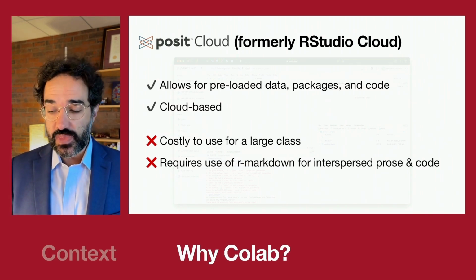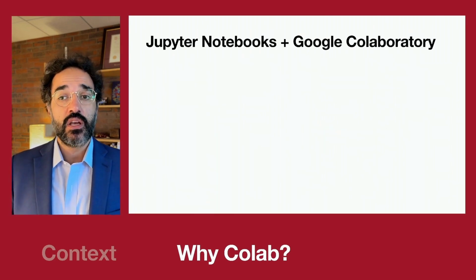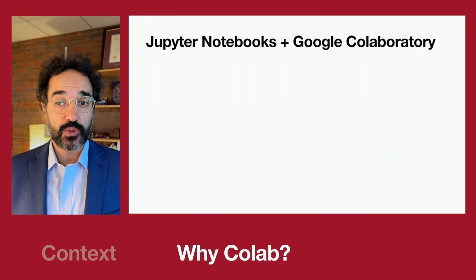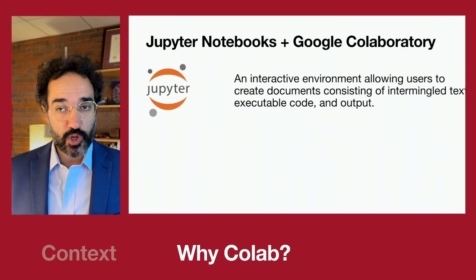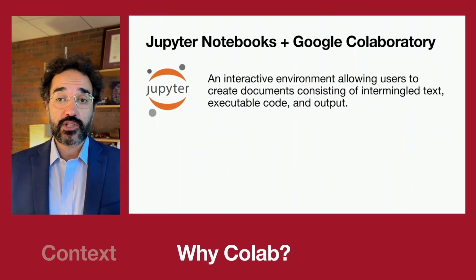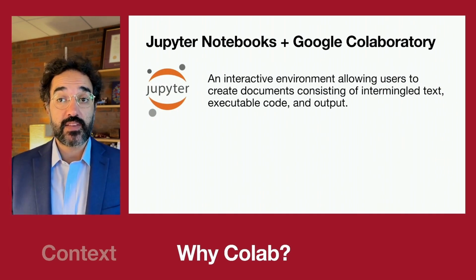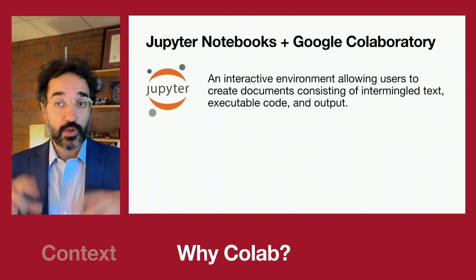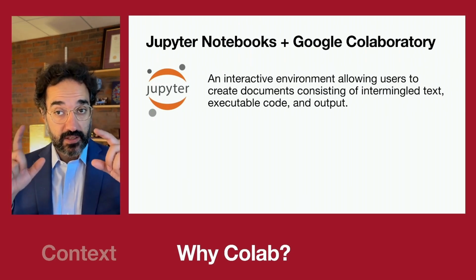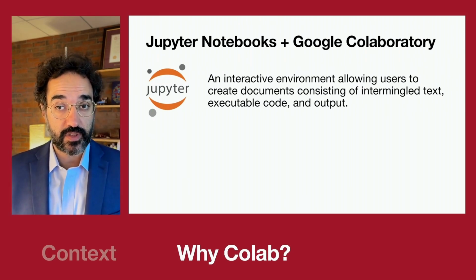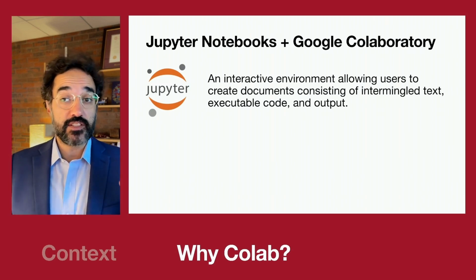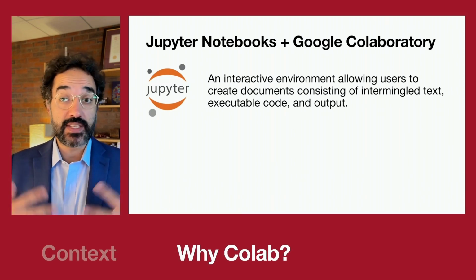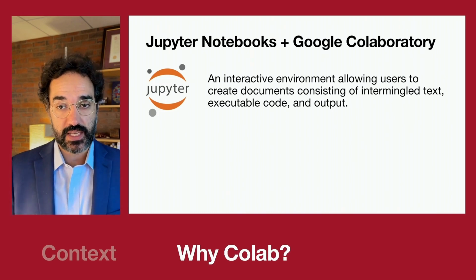So that's why we decided to start using Google Colab, which is a combination of Jupyter Notebooks and this tool, Google Collaboratory. Jupyter Notebooks, for those not familiar, is essentially an interactive environment that gives you a document. And those documents are cell-based, and you can have text cells, you can have data cells, you can have output of the coding cells, and it basically lets you intersperse code and text in a way that doesn't require you to, for example, have a knitting environment to be able to create a PDF.